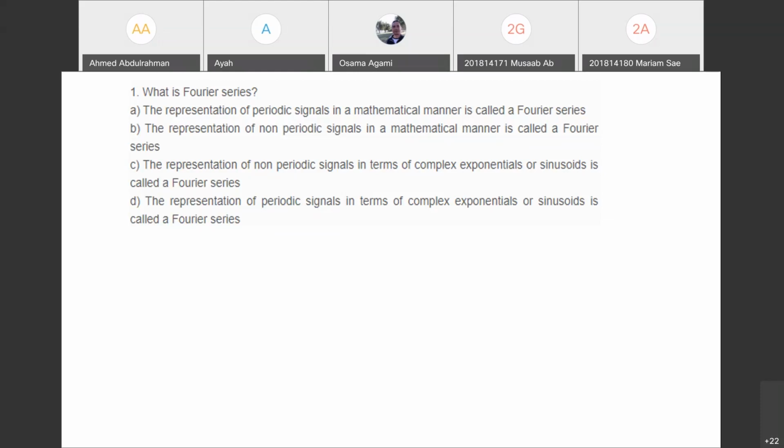The first one: the representation of periodic signals in a mathematical manner is called a Fourier series. The representation of non-periodic signals, so I have to exclude this one because it is non-periodic, and I need periodic, right? So I exclude B and C. I'm between A and D. The representation of periodic signals in terms of complex exponentials or sinusoids is called the Fourier series. So A or D?